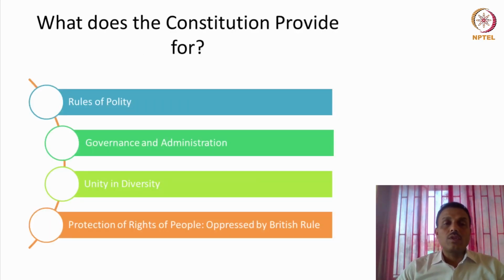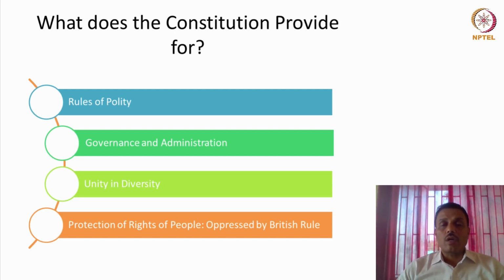Quickly, what does the Constitution provide for? It definitely provides for governance and administration. After it provides for governance and administration, it provides for the rules for the polity. So, as people, what are our rules of governance? For example, I would just say the rules of polity today include not only fundamental rights, but you also have fundamental duties under Article 51A.